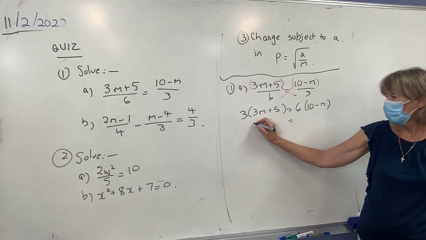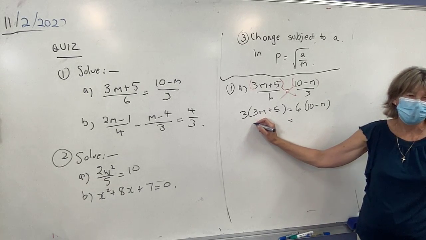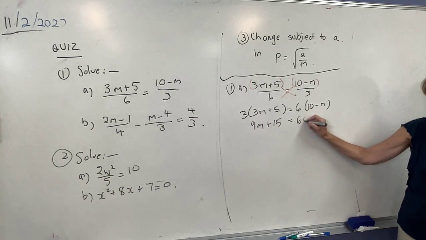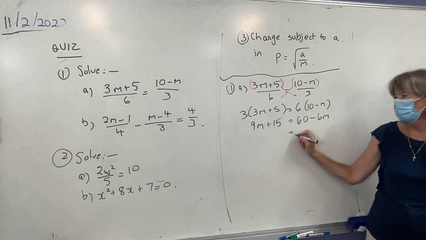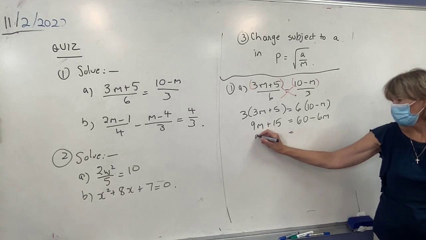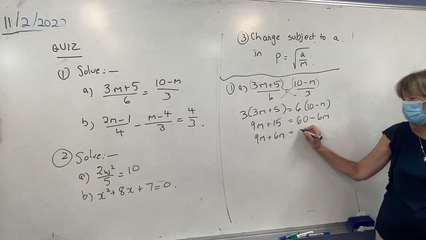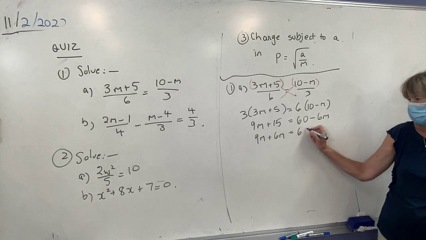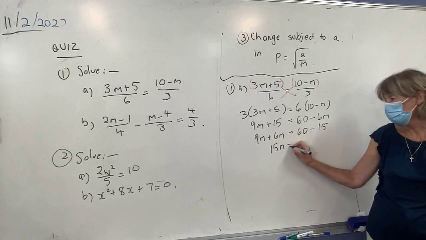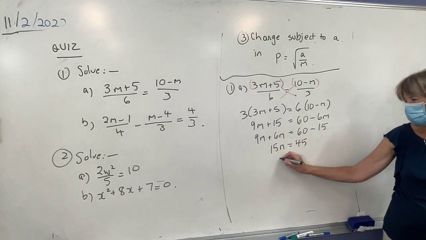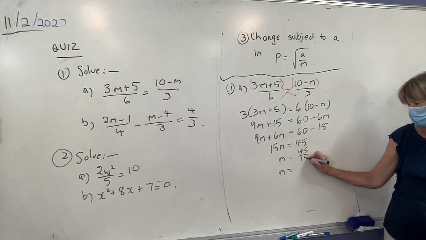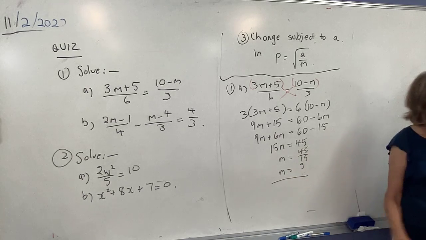Then I times them, so I got 9m plus 15 equals 60 minus 6m. Yep. And then I did 9m plus 6m, which was 15m. We'll just do them bit by bit. And over here, 60 minus 15. All right, so 15m equals? 15m equals 45. Continue. So then I did m equals 45 over 15. And then m equals 3. Good. Any questions on that one?